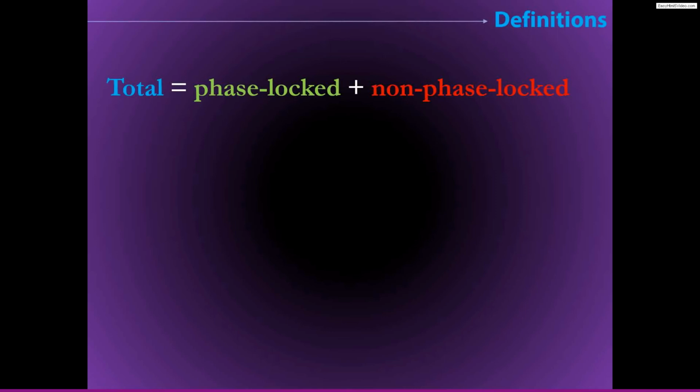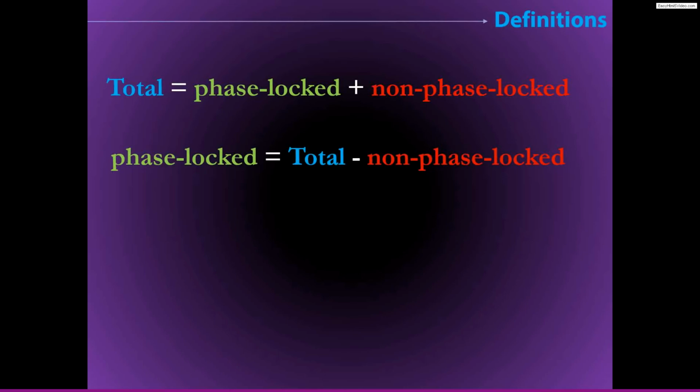So we will distinguish between three terms. We have the total signal, the phase-locked part of the signal, and the non-phase-locked part of the signal. And so it makes sense that the total signal is just the combination of the phase-locked and the non-phase-locked part of the signal.